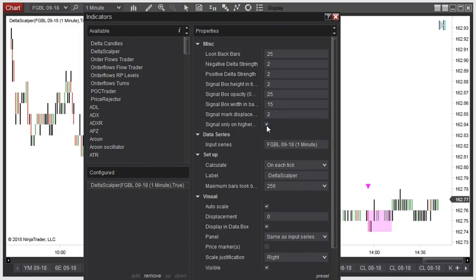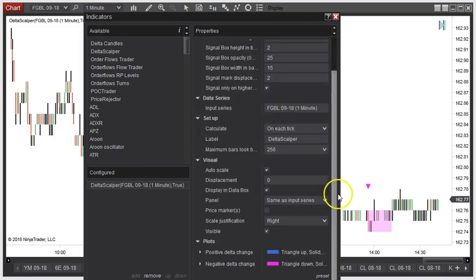And I'm going to have it signal only on higher highs or lower lows. And this other stuff you don't need to worry about. A data series set up on each tick, calculates on each tick. The label is Delta Scalper, obviously. Maximum bars look back 256. Visual, this stuff you don't need to worry about.